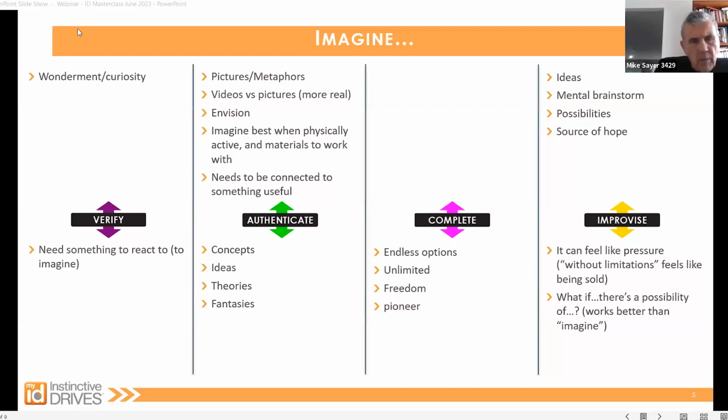Since my combination of resistant, I'm a 3-4-2 incomplete and 9 and improvise. I think I'm imagining all the time. I'm not stuck on one thing. I need variety, and I'm drenched with ideas. So imagination is natural all the time.